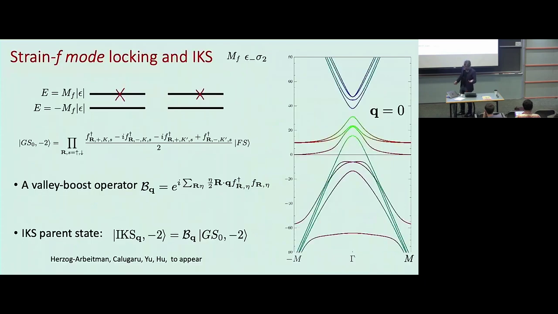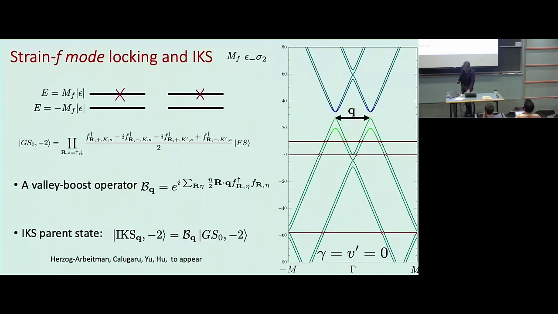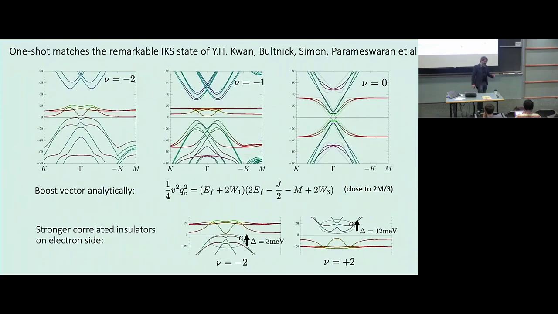So now I'm not going to go through it, but basically the moral of the story is that once you have this, you can reproduce in one shot Hartree-Fock the remarkable states that Sid and Kwan and Bultnick and Steve Simon and others basically predicted, which is the IKS state, which gives you gapless at nu equals 0, gapless at nu equals -1, with, without relaxation, this would be particle Hall symmetry, but then you add relaxation, it's not, and gapped at -2.